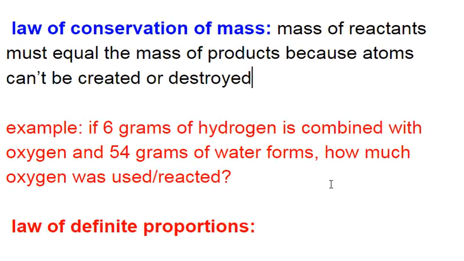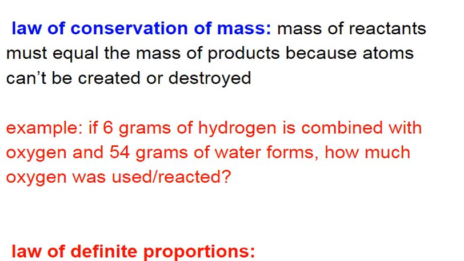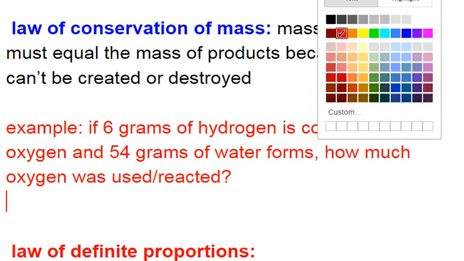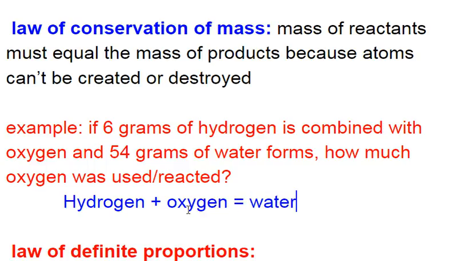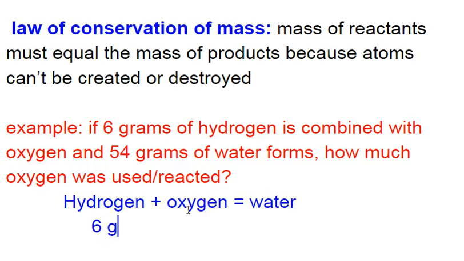So here's an example. This is like number 1 on the jump start today. If 6 grams of hydrogen is combined with oxygen and 54 grams of water forms, how much oxygen was used or reacted? So I'm taking hydrogen plus oxygen, and I'm making water, and I said 6 grams of hydrogen. I don't know how much oxygen, but I know I got 54 grams of water. Well, how much oxygen had to be in there?